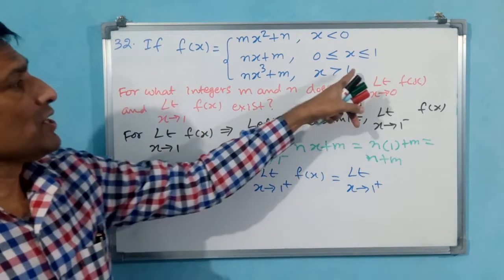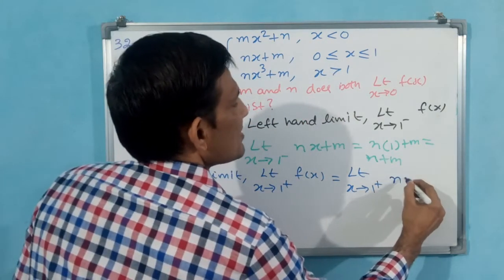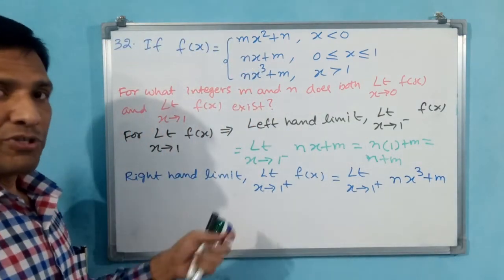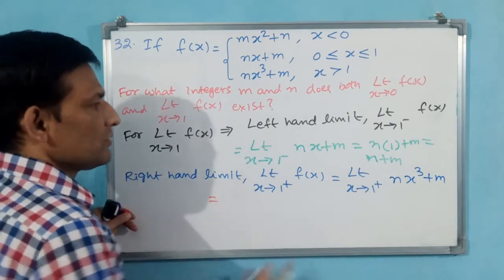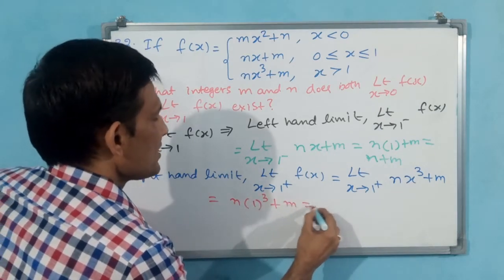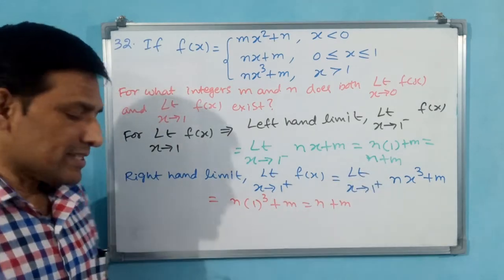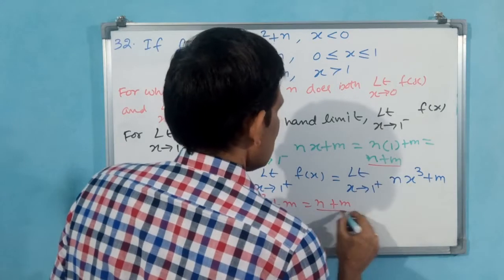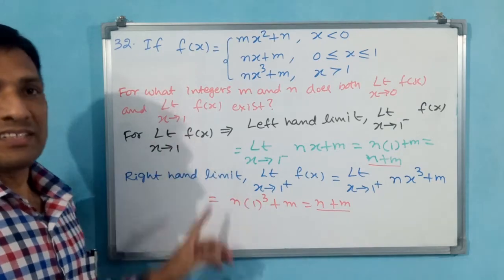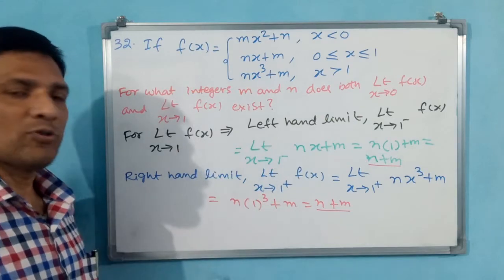1 plus means greater than 1. Then this will come: nx cube plus m. Now substitute 1: n into 1 cube plus m, that is equal to n plus m. Is it okay? But you see n plus m, n plus m both matched. What can you write? Limit exists at f of n? No, limit exists, already exists. They are asking to make it exist, what are the values of m and n.